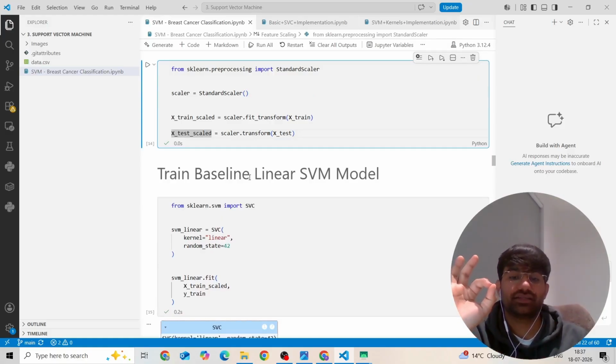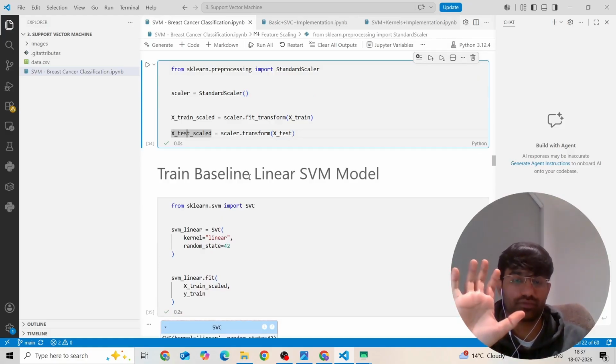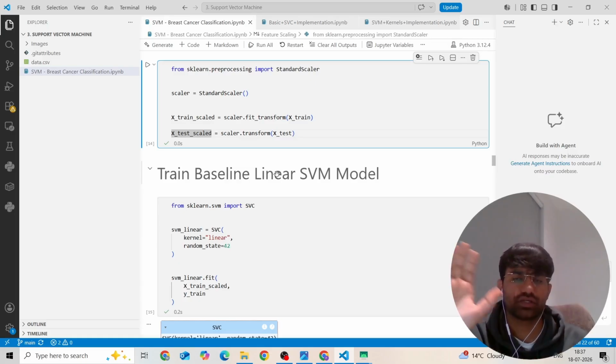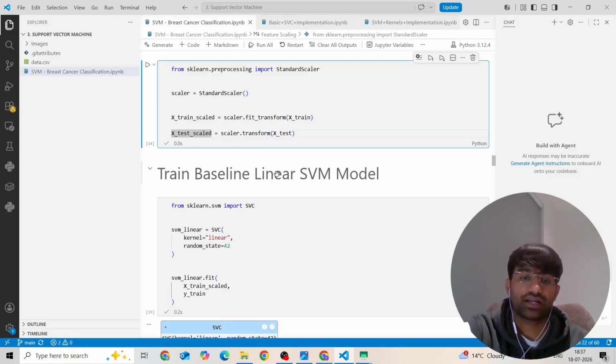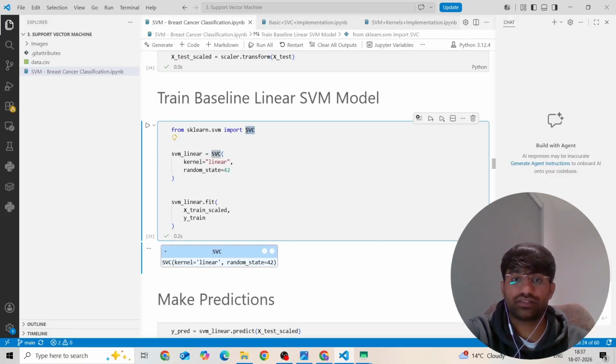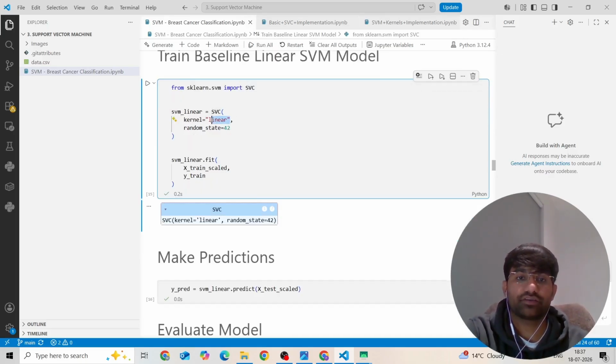So first I will build a baseline linear support vector model. That means my baseline model is a linear support vector model, not polynomial or RBF or sigmoid. I will use the kernel as linear. Yes, support vector classifier. Again, the support vector machine model is from the Scikit-learn library. From sklearn.svm import SVC, the support vector classifier, and I have specified kernel as linear.